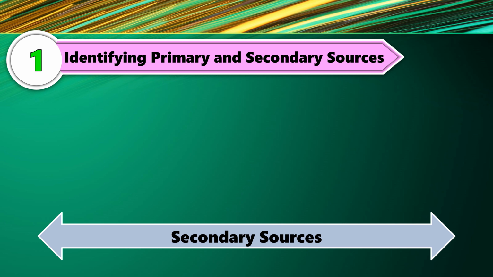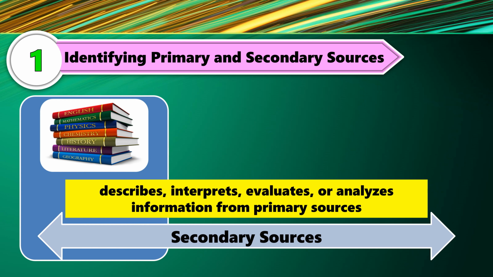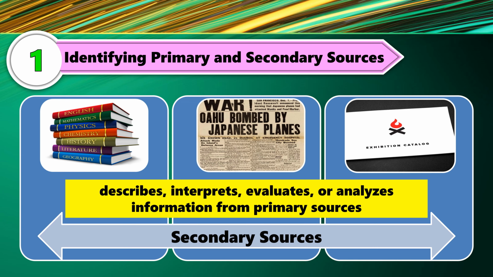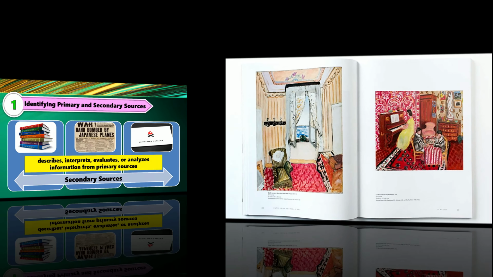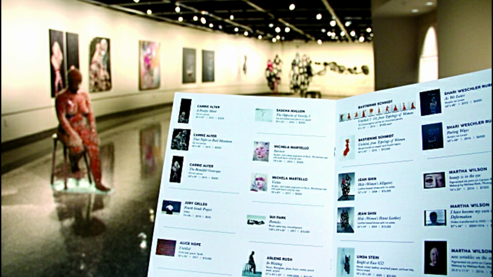Next is secondary sources. Secondary sources describe, interpret, evaluate, or analyze information from primary sources. Examples of secondary sources are, first, textbooks, like the textbooks that we are using in Philippine history or world history. Second, newspaper articles. And third, exhibition catalogs. Exhibition catalogs are pictures of different artworks from different artists or of the same artist.